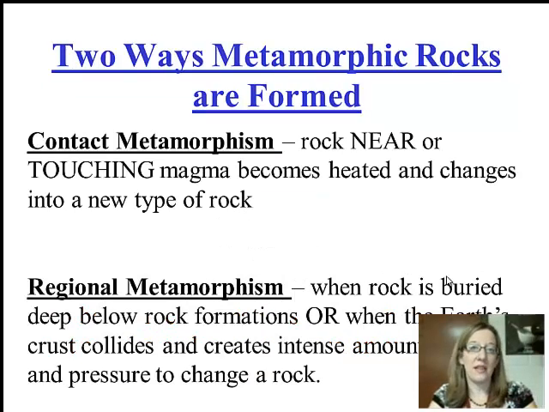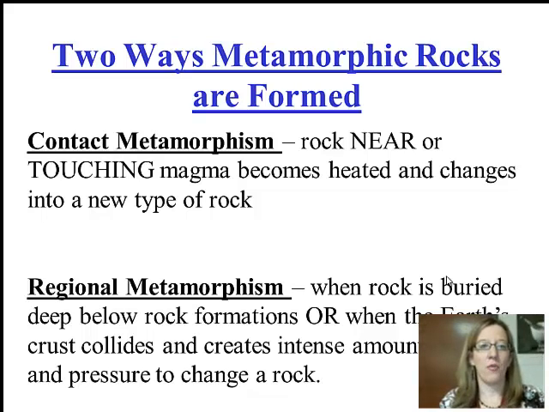Now there are two ways that metamorphic rocks are formed. On our organizer we would be filling out information on contact metamorphism and regional metamorphism. Contact metamorphism is basically when a rock is really near or even comes in contact with, even touches, magma. And that magma is so hot that it will actually change the rock into a new type of rock due to that great amount of heat from being in contact or very close to being in contact.